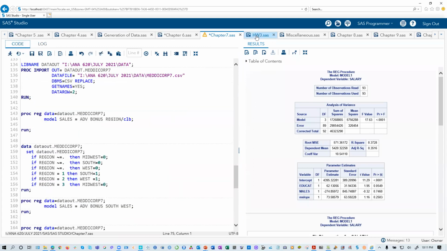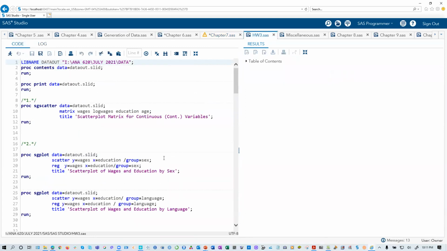Related to this, as we said, in homework 3 we did that up to a certain point. Let's look at homework 3 and see what it's talking about.